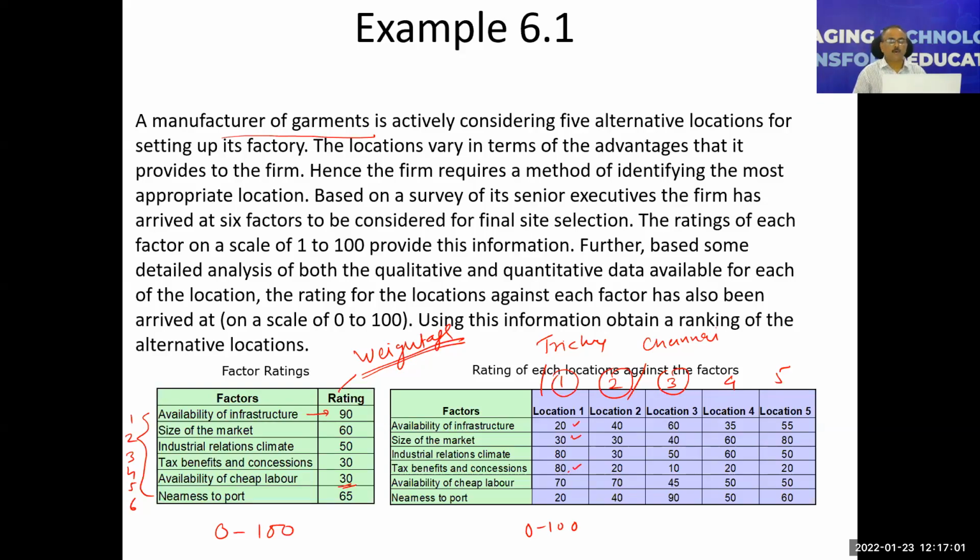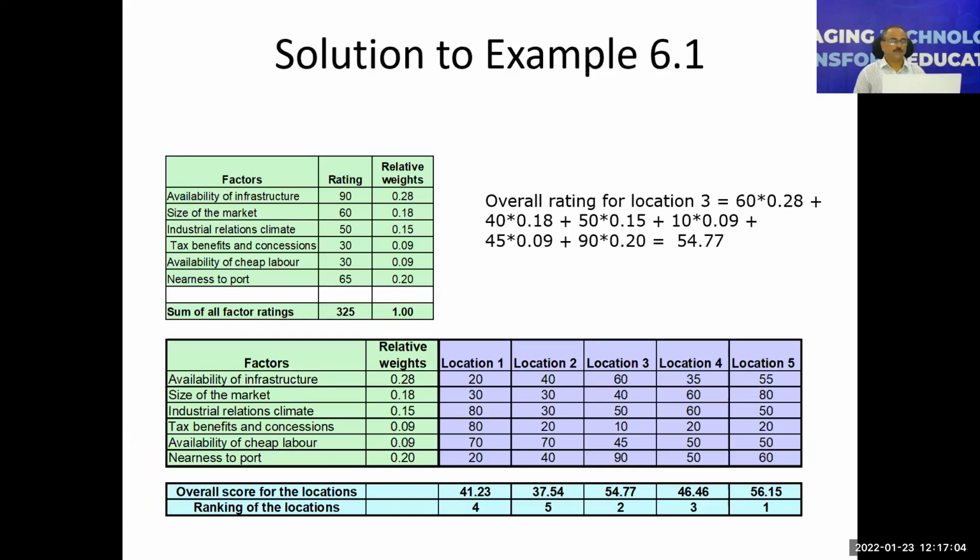you have to estimate the overall rating for the location. So for that, first you have to establish the relative weight. That means you have to normalize the score. So how can you normalize it? You sum up all these ratings that you have considered, and then for each of these, you try to establish the relative weight among all these 6 criteria or 6 factors that you have considered. For example, this will be 90 by 325. This will be 60 by 325, so on and so forth.